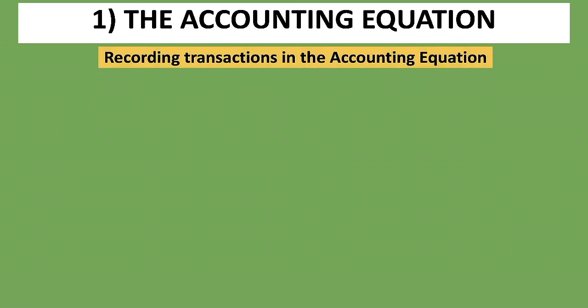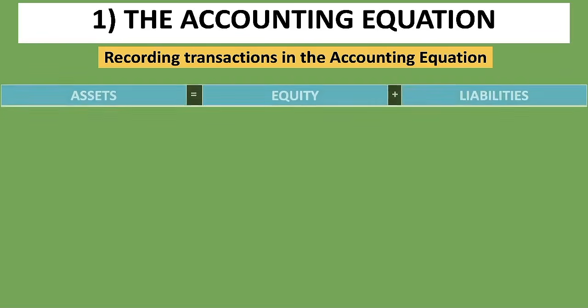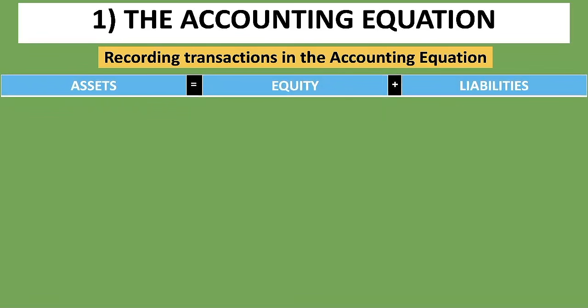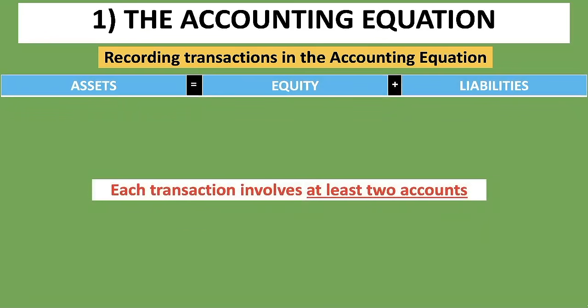This is recording transactions in the accounting equation. So let's bring up our accounting equation once again. It's assets equals equity plus liabilities. But one thing you must always remember is that for every transaction, there are at least two accounts. That's very important. Now, there may be more than two, but most of what we'll be dealing with, especially in the beginning stages of accounting, will be two accounts. You'll never have a transaction with only one account.